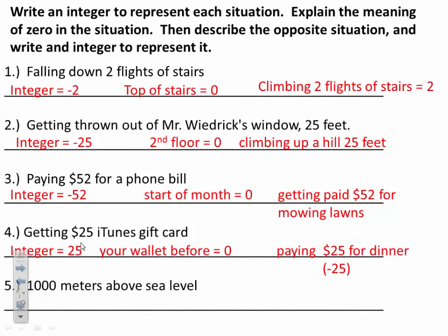The integer for getting a $25 gift card is positive 25. Someone's given that to you. 0 could be how much money you had before. Maybe you didn't have any. And the opposite would be paying $25 for something. Last one, 100 meters above sea level. We're above. That's positive. Sea level would be 0 in this case. That should be the easiest one, I hope. The opposite might be 1,000 meters below sea level. That would be a negative number. That is your integers Day 2 video.